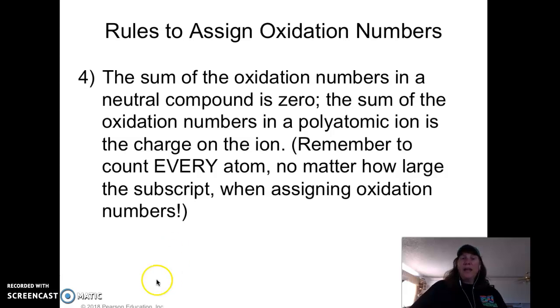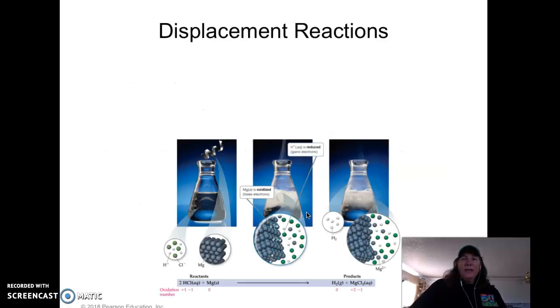Okay, you got to count every atom, no matter how large the subscript. So if it says H7, that's 7 positive charges because hydrogen's +1. So you gotta remember the subscripts in there. Oxygen, if it's like SO4 in parentheses with a 3 on the outside, well, that's 12 oxygen. So oxygen, 3 times 4, we got 12 oxygen. Oxygen's charge is -2, so we got 24 negative charges, so we got to balance those out. So you got to keep that in mind when you're doing these, okay? All right, and I'll show you those later, I promise.